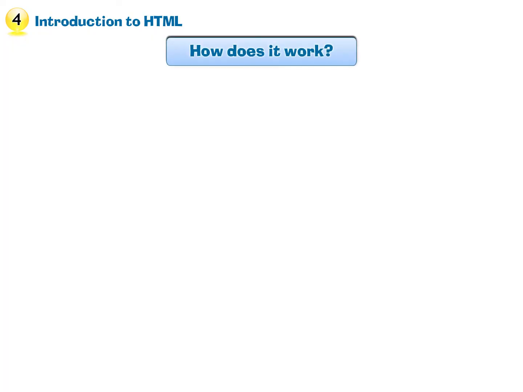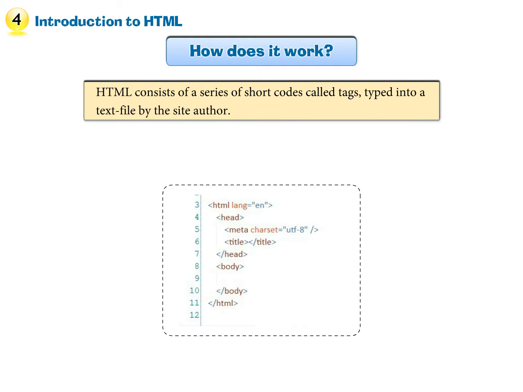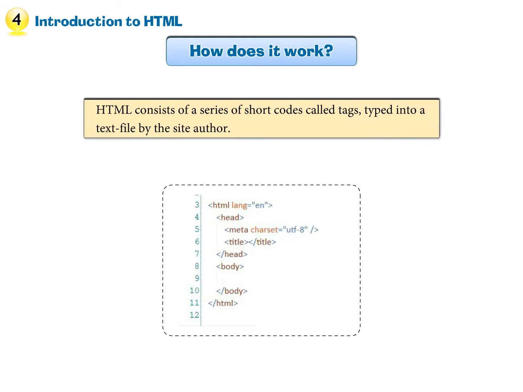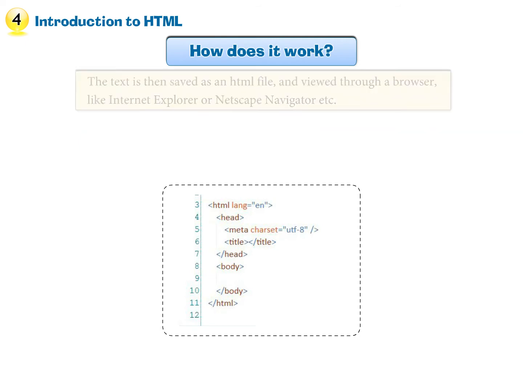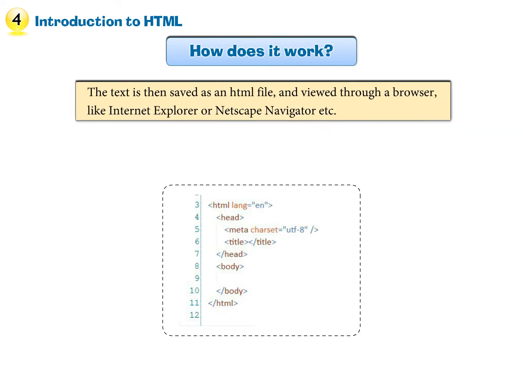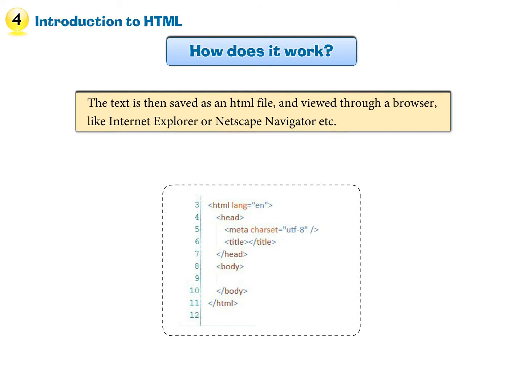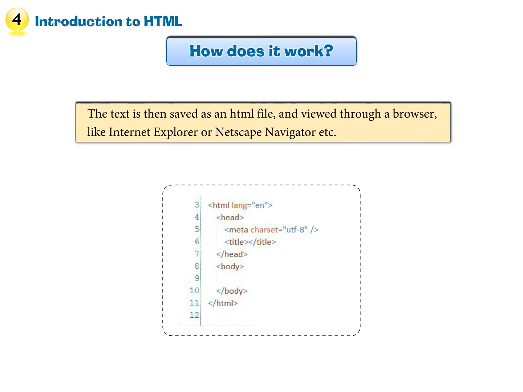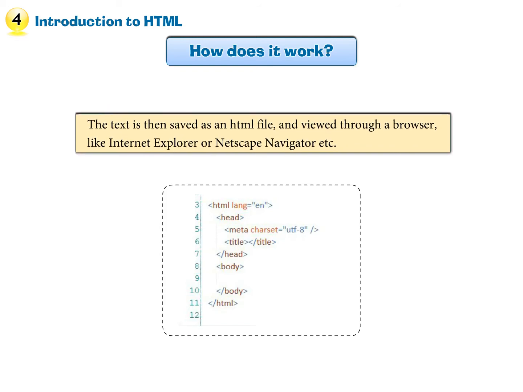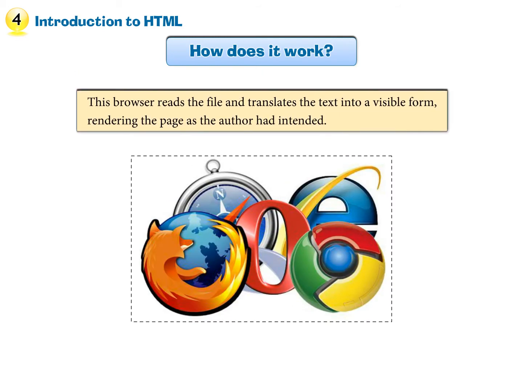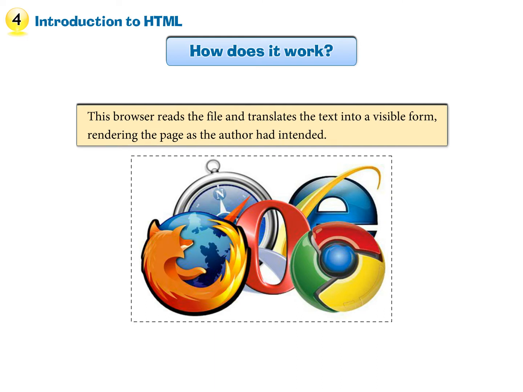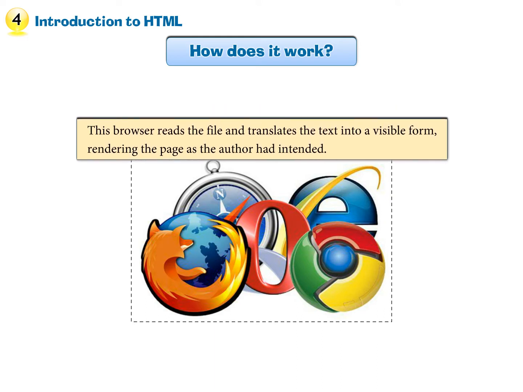How does it work? HTML consists of a series of short codes called tags typed into a text file by the site author. The text is then saved as an HTML file and viewed through a browser like Internet Explorer or Netscape Navigator, etc. This browser reads the file and translates the text into a visible form, rendering the page as the author had intended.